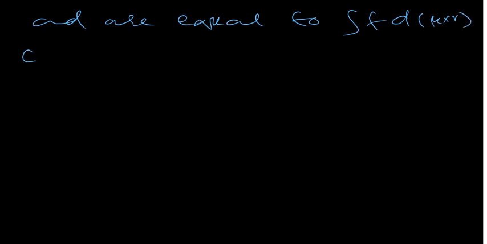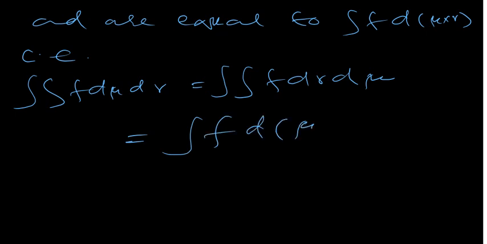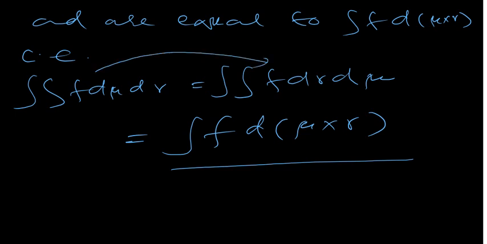So we have here three integrals actually. Two are iterated integrals and one is the product integral. The iterated integrals must be equal to the integral of f with respect to the product space. Since f is integrable with respect to the mu cross nu measure, this integral exists. And in case this integral exists, then both the iterated integrals must exist and they must be equal.